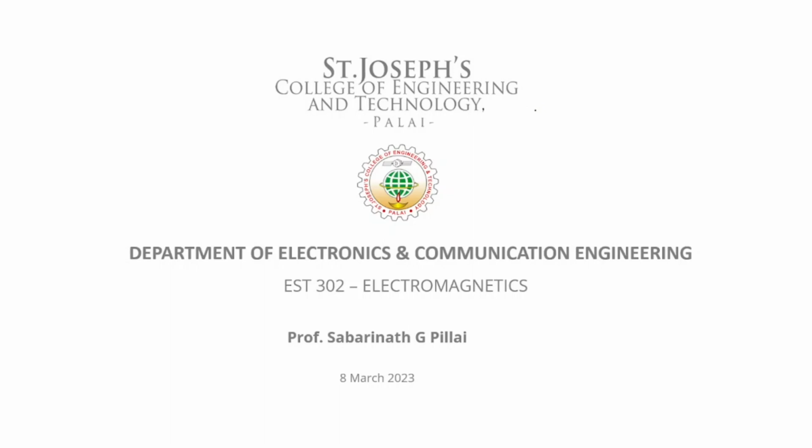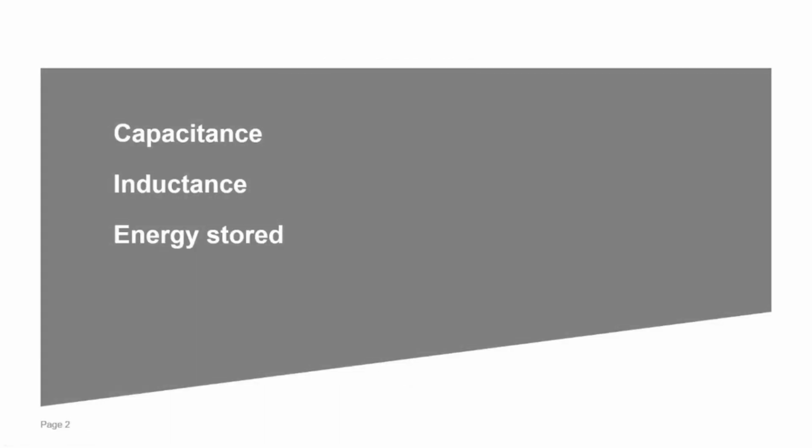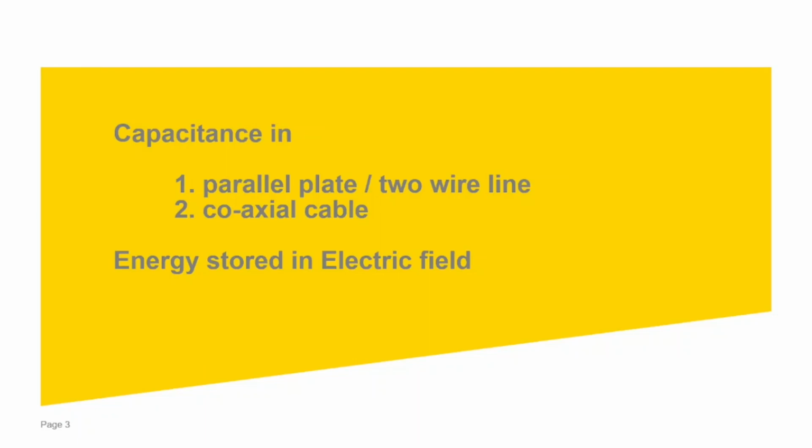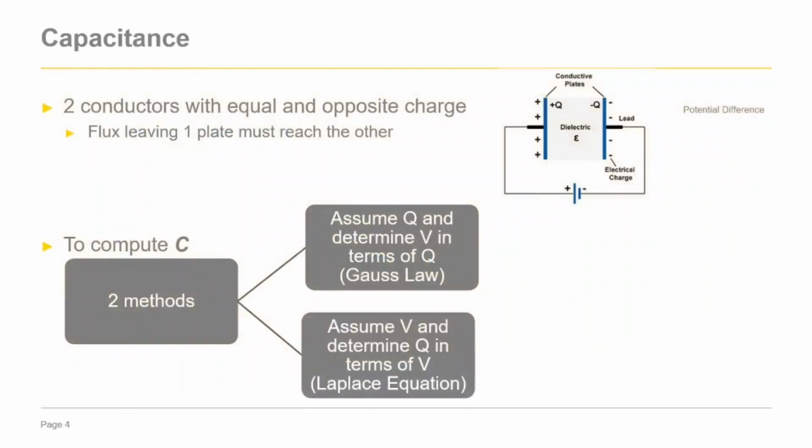Let us continue our discussions on electromagnetics. We'll discuss capacitance, inductance, and energy stored in these devices. To start off our discussion, let us try to prove the capacitance in the parallel plate or two-wire line and that of a coaxial cable, and ultimately try to find the energy stored in these devices.